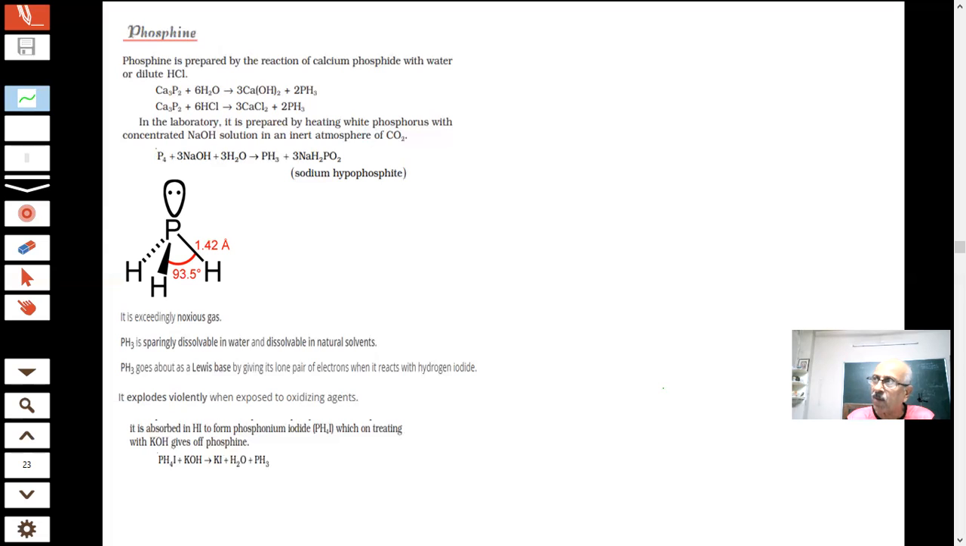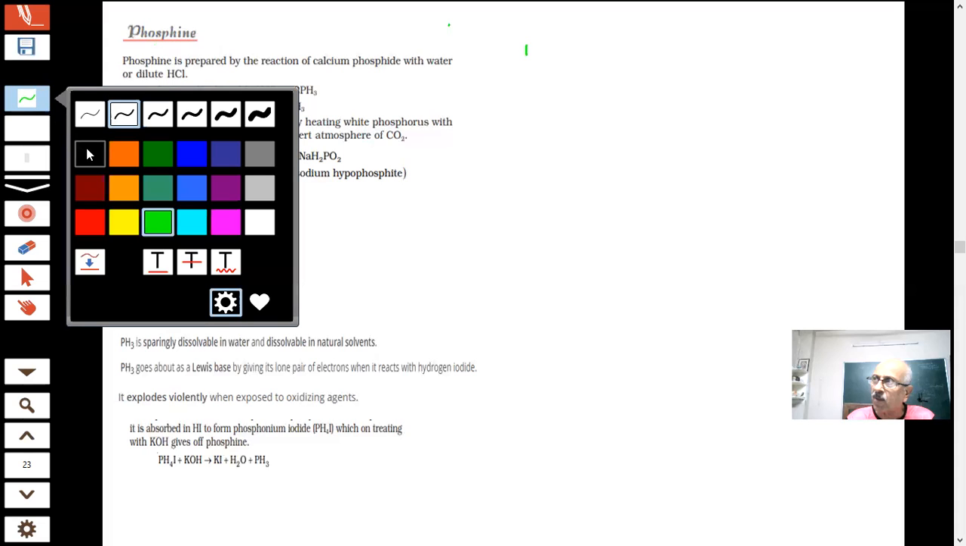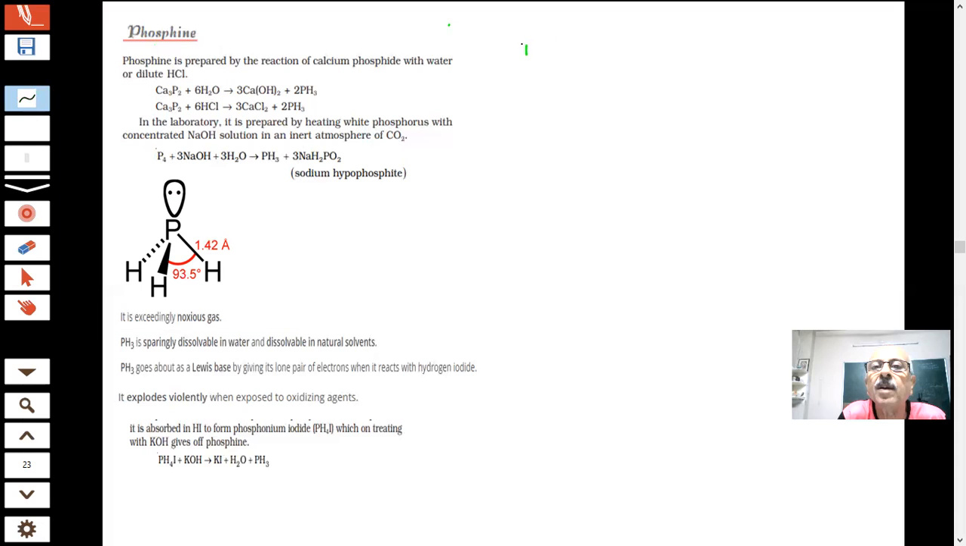Now, phosphine is another important compound, and this is usually asked in the paper. Phosphine is a very poisonous substance. And you can see that we have talked about the +3 and -3 oxidation states of these elements. Naturally, I'm talking about PH3. This is my phosphine, students.